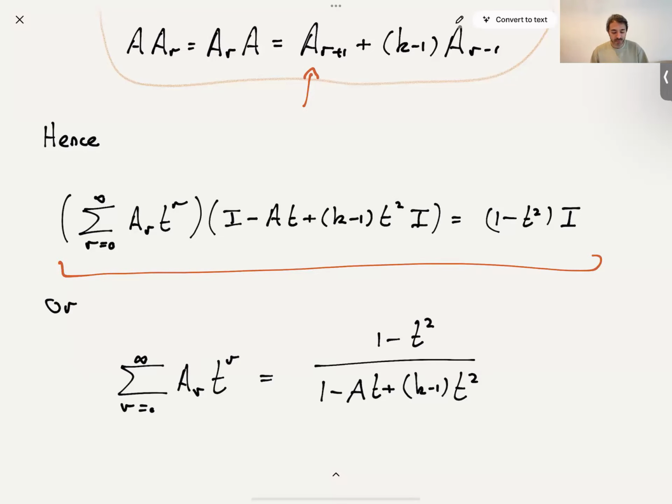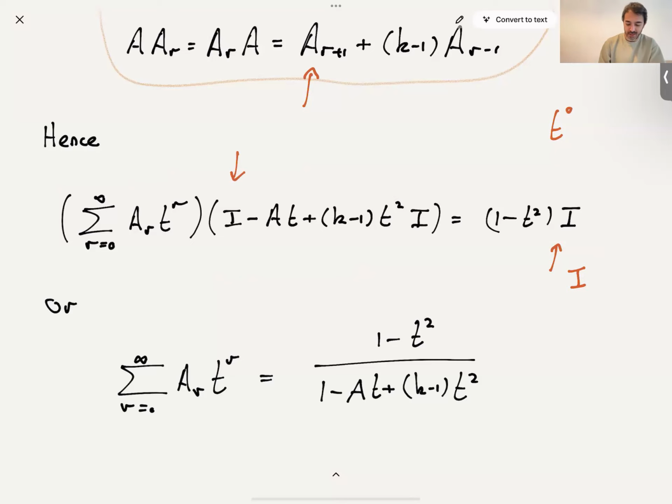Right, so what's written here? On the one side, you have the power series that I care about, the generating function. And what I'm claiming is that if you multiply it by this expression, you get this expression. So let's see why that is. Let's just compare coefficients. So the coefficient of t to the 0 here, it's I. Right, the coefficients are matrices. Okay, so the coefficient of t to the 0 here, it's I.